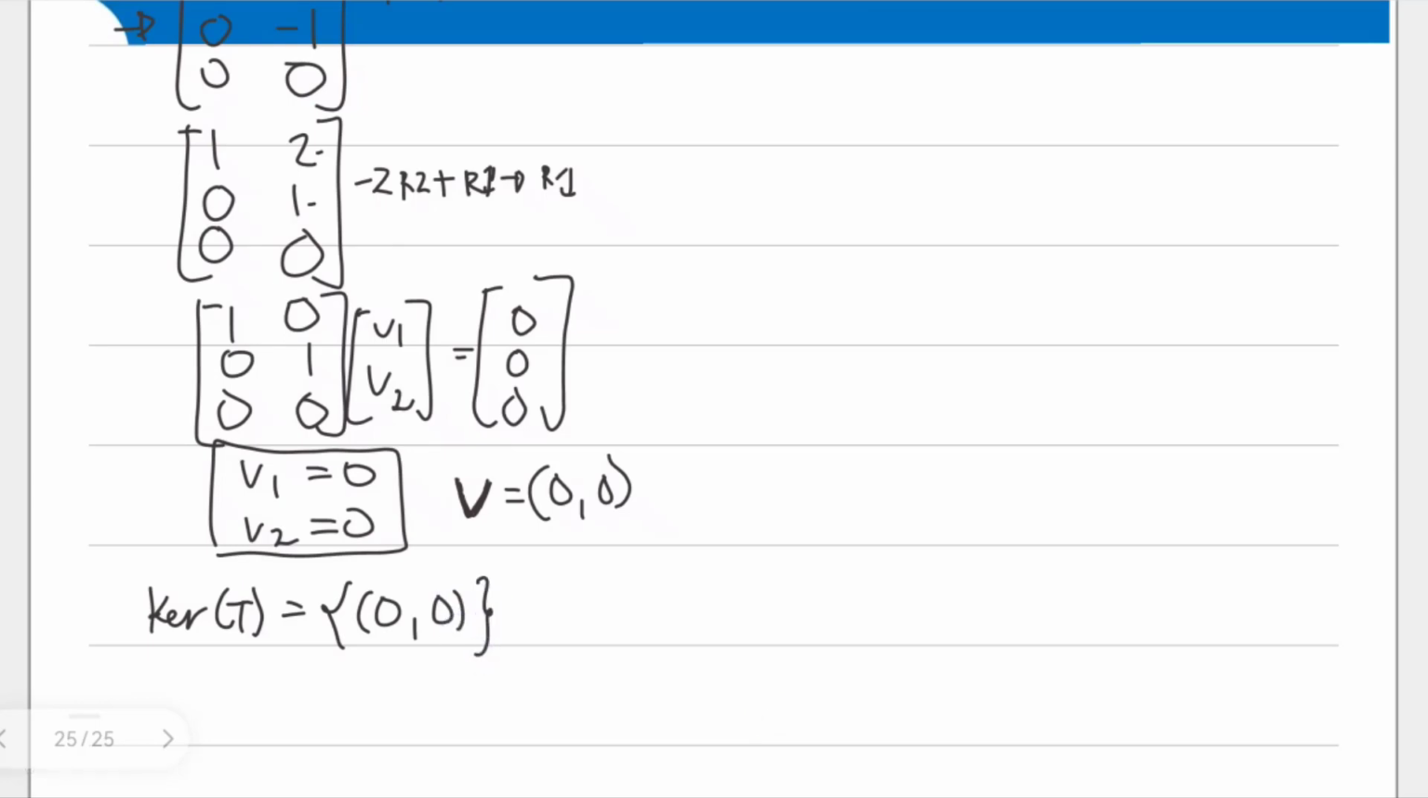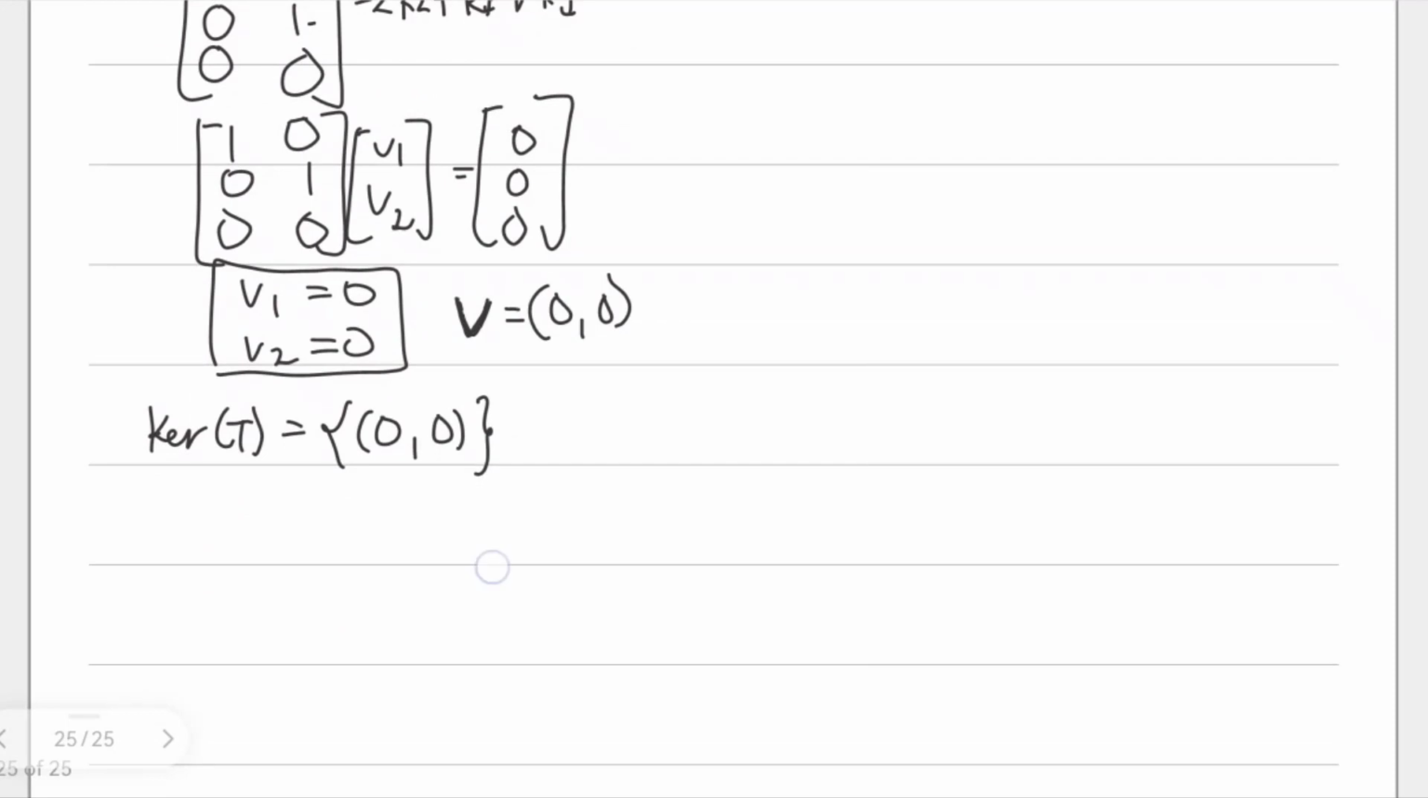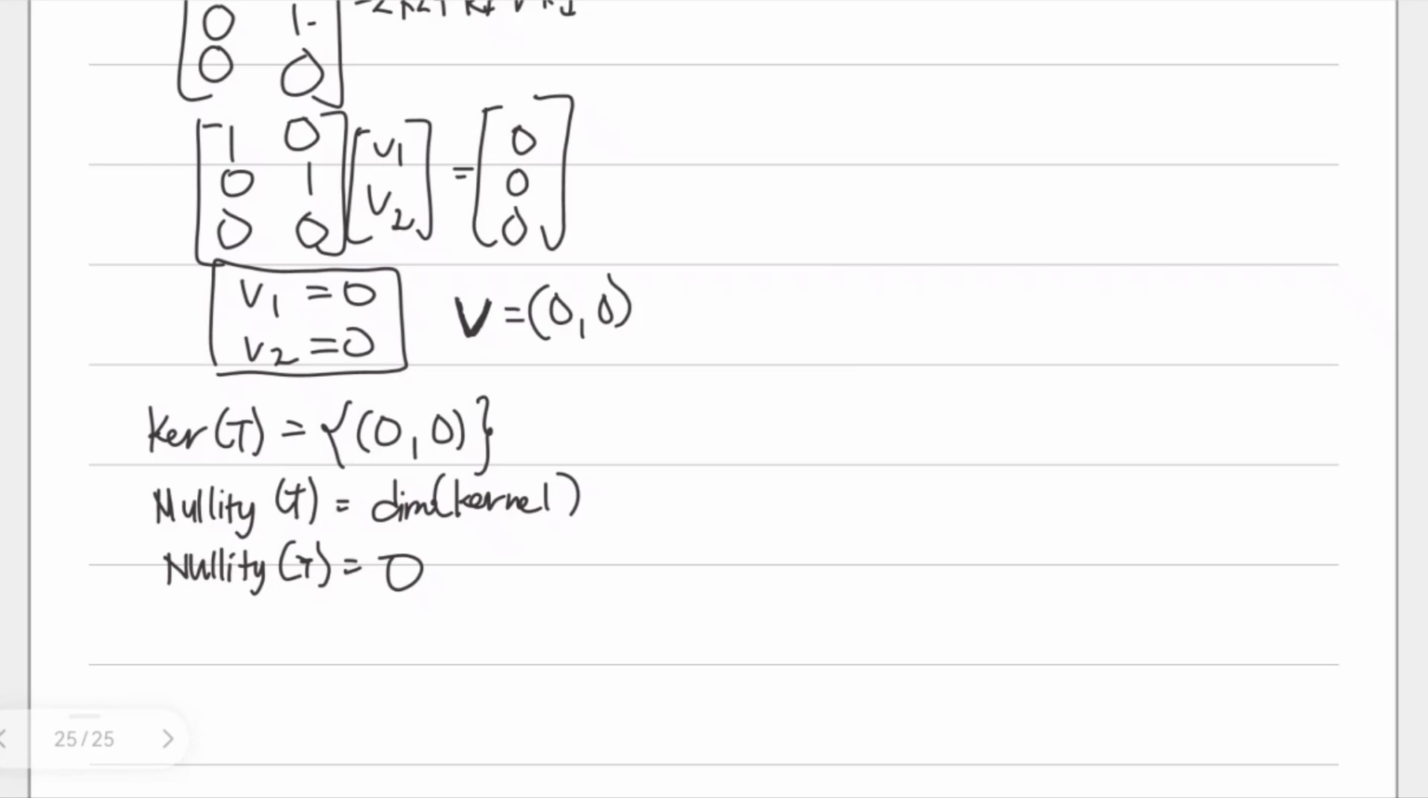Okay? Now, we have here this kernel. The nullity of T is the dimension of the basis of the kernel. We have one element on our kernel of T, which is again the 0 vector. But if that one element is a 0 vector itself, the nullity doesn't count the 0 vector. Hence, the nullity of T is 0. Not 1, but 0, because that's the dimension of the basis of the kernel. These are nullity of T and kernel of T for the first given matrix.